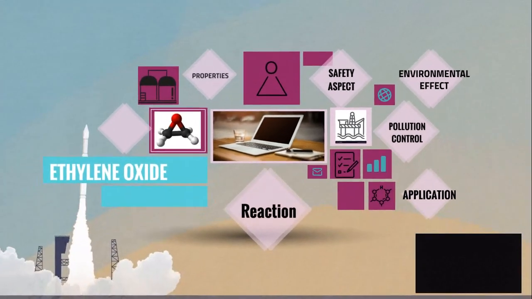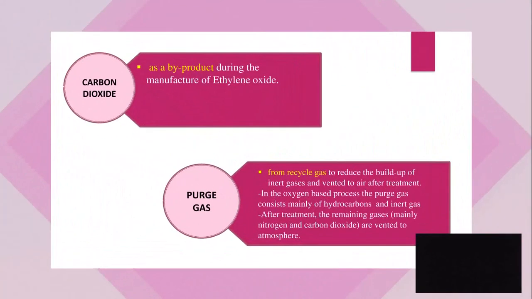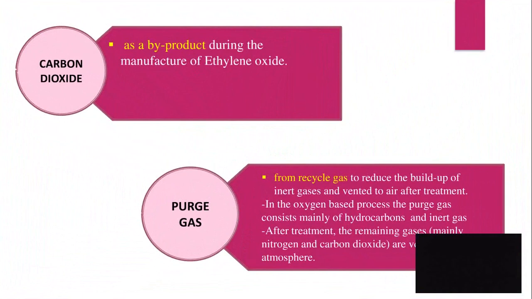Environmental impact of ethylene oxide. From the production of ethylene oxide, there are certain environmental impacts caused by the ethylene oxide plant. The first one is carbon dioxide. Carbon dioxide is a byproduct during the manufacture of ethylene oxide. This carbon dioxide is removed by absorption in a hot carbonate solution, then stripped and vented to air with minor quantities of ethylene and methane.